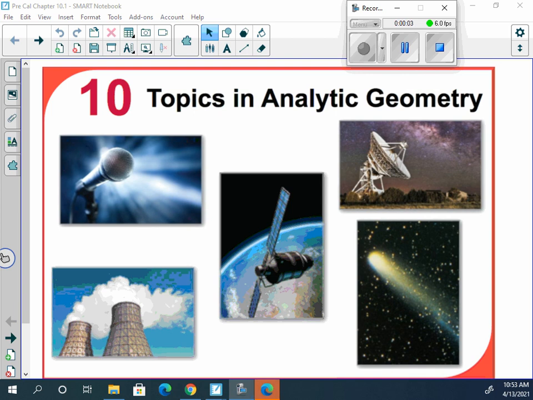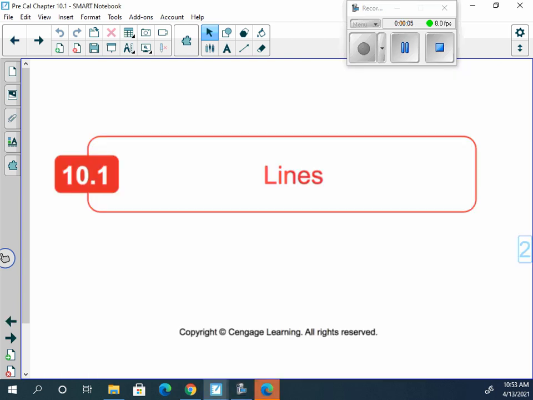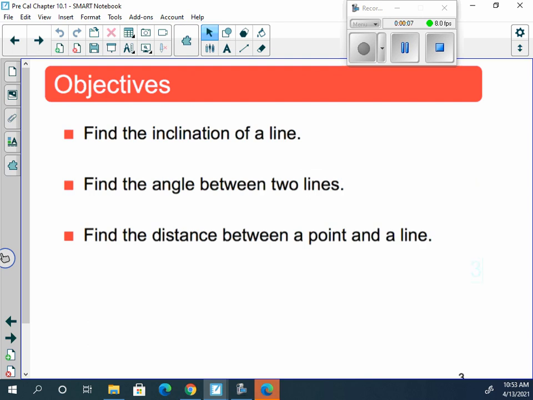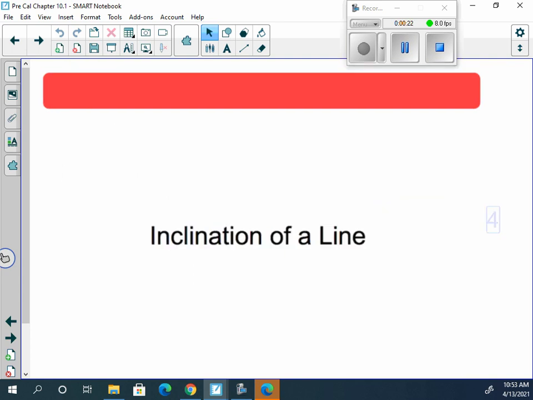All right, so we're going to go on and start on chapter 10. Now, the first thing we're dealing with is lines. So we want to find the inclination of a line. It's dealing with slope, and it's actually an angle. So we're talking about an angle here instead of the slope, rise over run. We also want to find the angle between two lines and the distance between a point and a line.